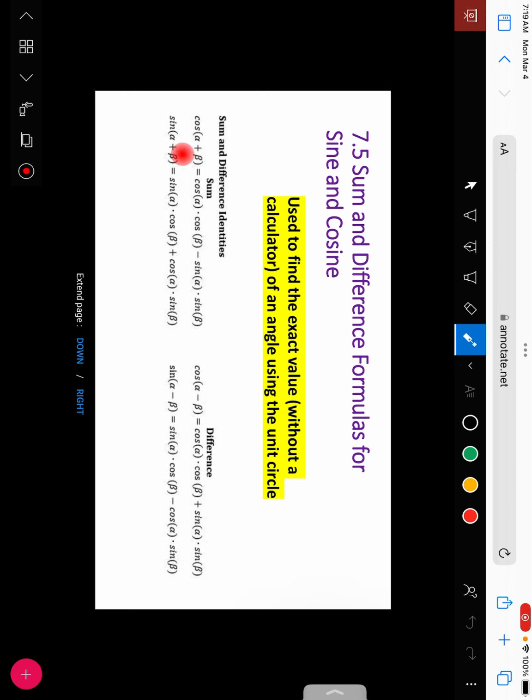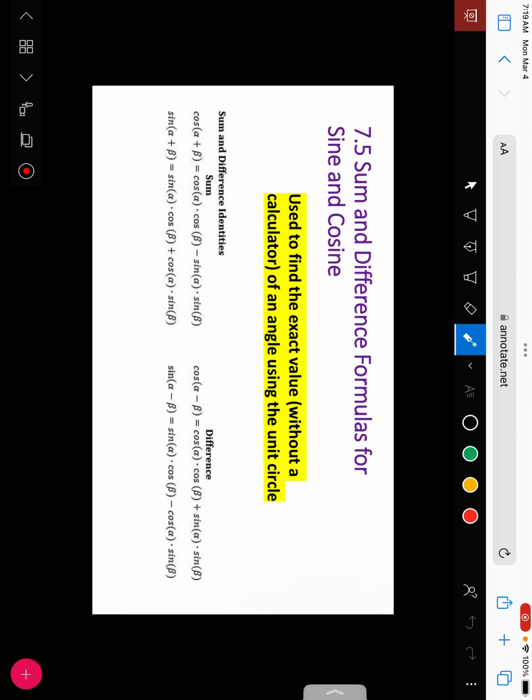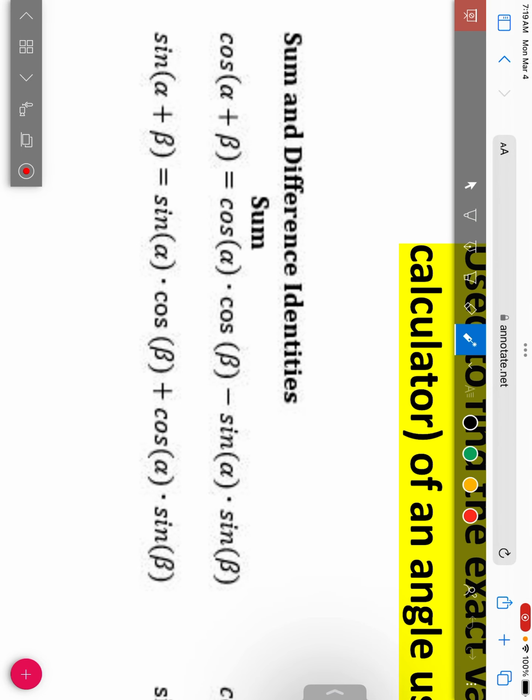If there's an angle you're trying to find that's not on the unit circle, we're going to figure out what those different values would be by adding. So there are two different angles. Let me go ahead and zoom in. We have alpha plus beta for cosine and sine. Alpha is generally the bigger angle, and beta is the smaller angle.